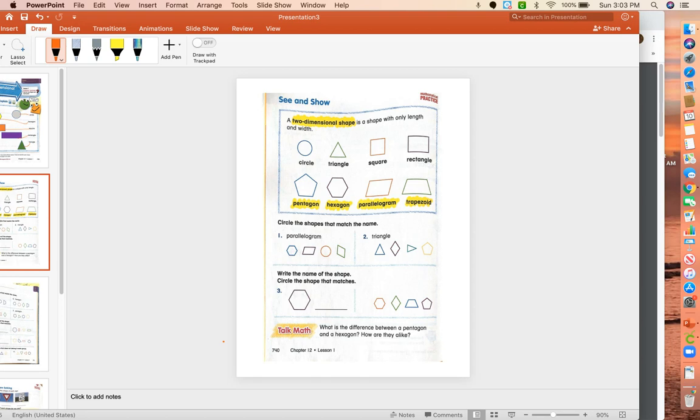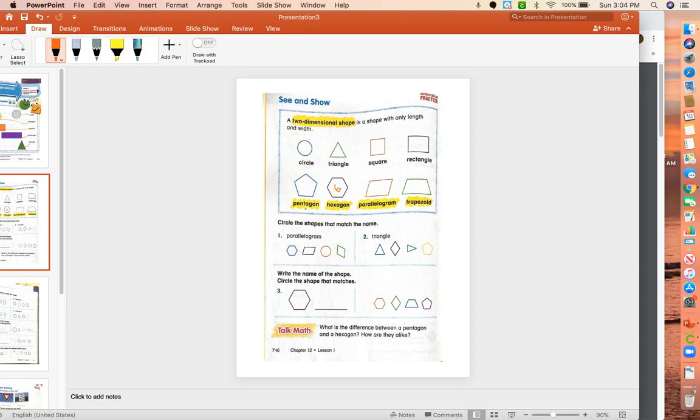Look at the top. It says, a 2-dimensional shape is a shape with only length and width. So we have here our normal 2D shapes that you guys have used and seen a lot since you were in kindergarten, preschool, first grade, all of that. So we have a circle, we have a triangle, we have a square, and a rectangle. I like how we said on the front page, here is the hexagon. It has 6 sides, the hexagon.